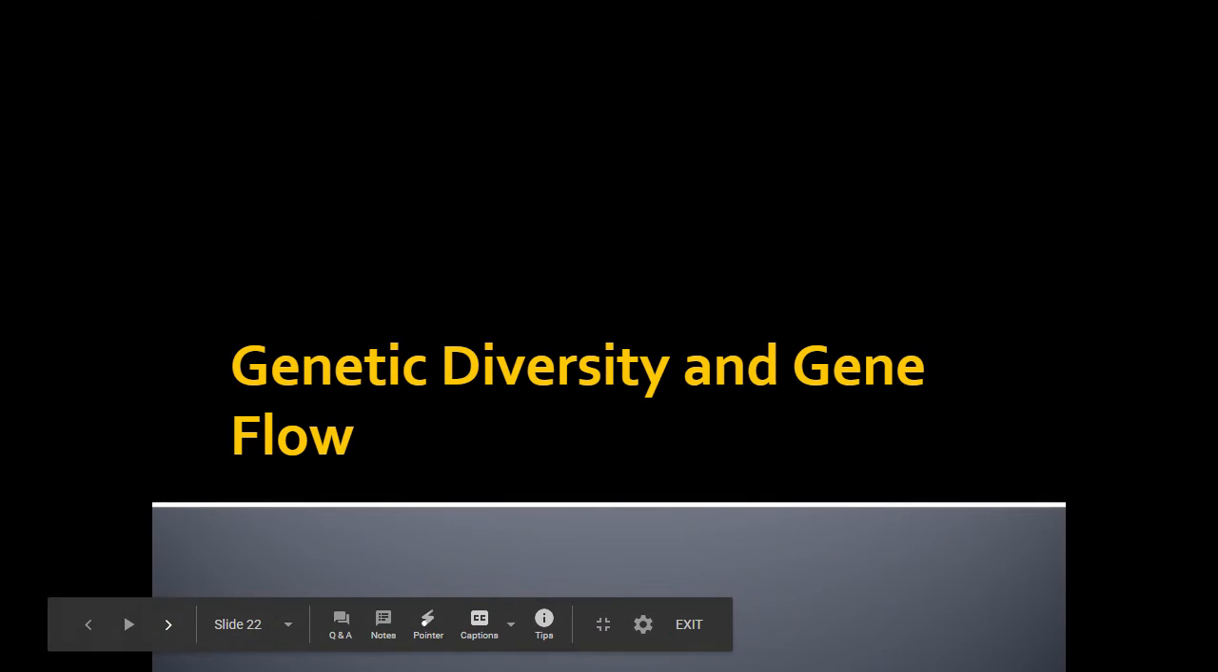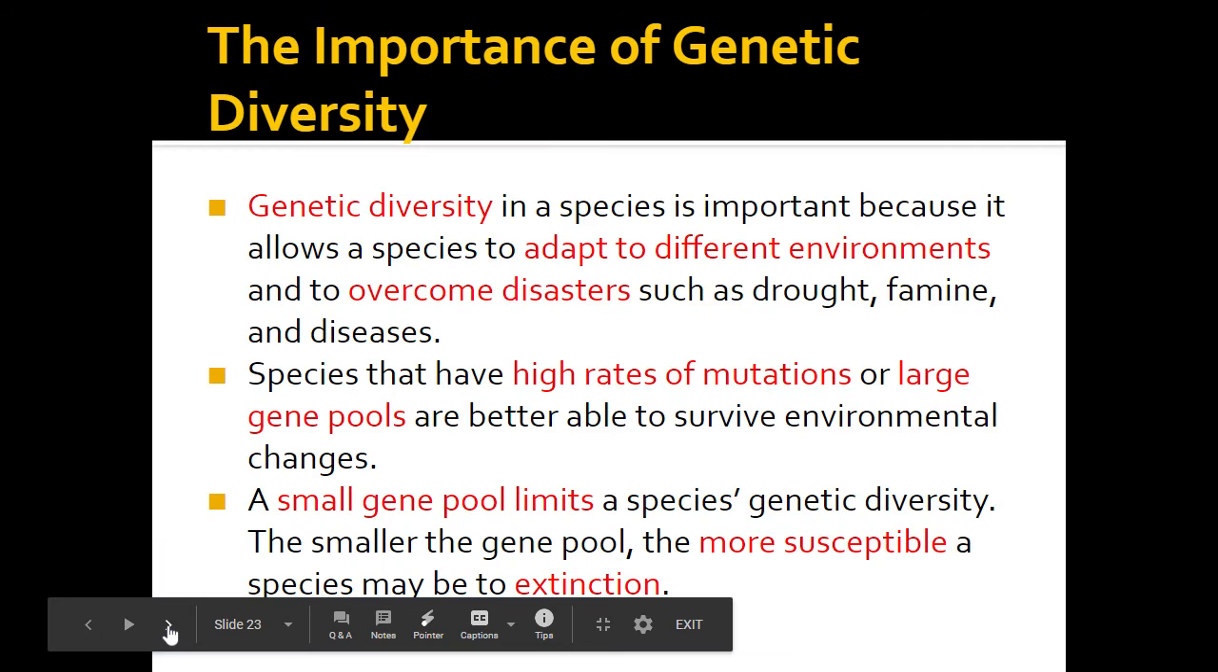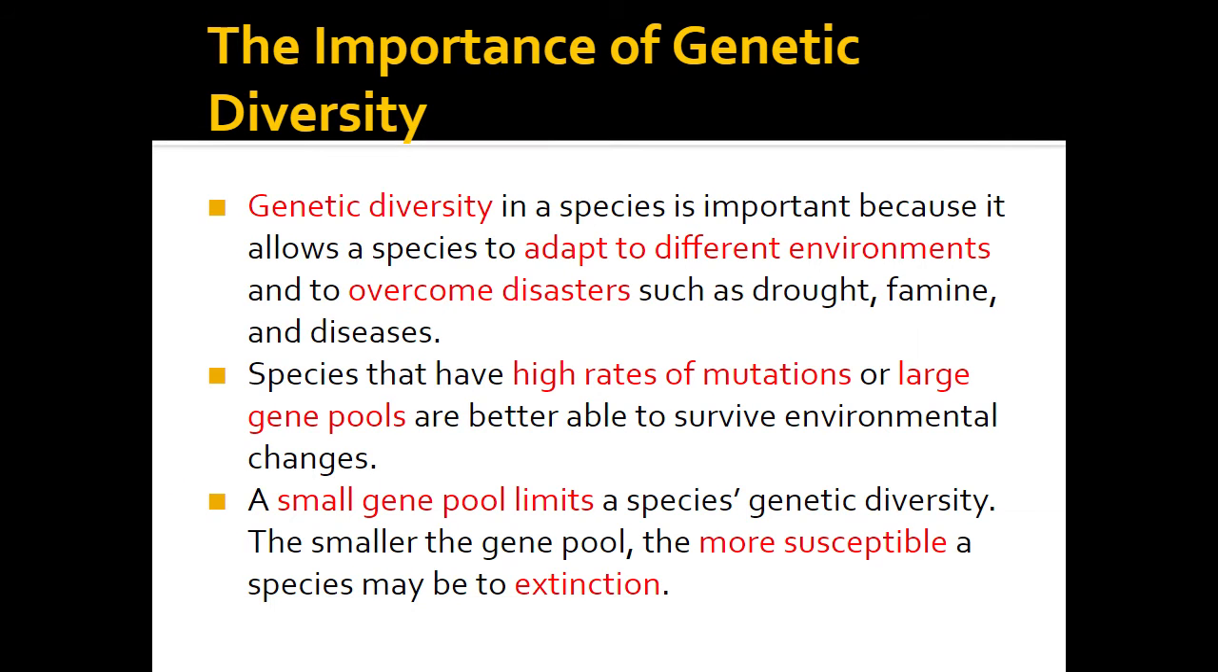All right, next topic is genetic diversity and gene flow. So I already mentioned the importance of genetic diversity. It allows a species to adapt to a different environment in case something happens in that environment, a drought, famine, a disease, something like that. Some organisms are going to be resistant and able to survive, and those are the ones that are going to pass on their traits. So species that have high rates of mutations or large gene pools to begin with are better able to survive environmental changes. So if you have a very small gene pool, you're not going to be able to survive in case something happens, and that species is going to be more vulnerable and may eventually go extinct.